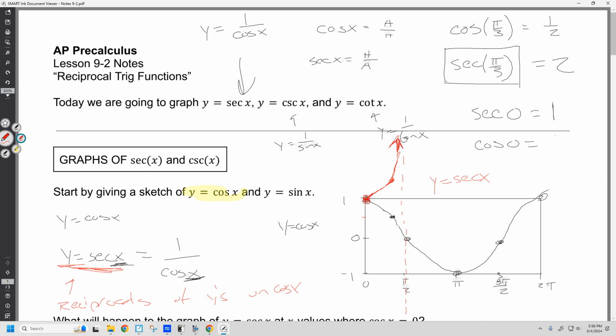Could you keep going? Go. Try. I'd like you to all try. Keep going. Think about flipping, or the reciprocals, of all of these y coordinates. Take the reciprocals of all these y coordinates and see if you can come up with the rest of the secant graph. Please. This will be very easy if you just pay attention and try. Take all of these y values and flip them.